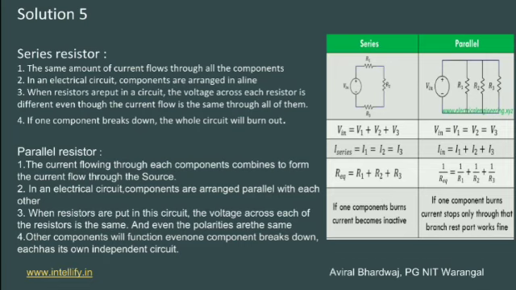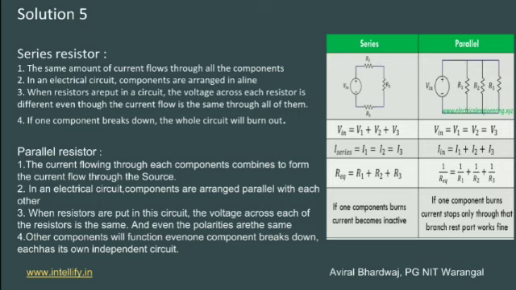So the parallel resistor means components are in a row, like 1, then 2, then 3, then 4. So here voltage is not additive: V1 is equal to V2 is equal to V3. But current is additive, I = I1 plus I2 plus I3, and the resistance is reciprocal. Reciprocal means 1 by R is equal to 1 by R1 plus 1 by R2 plus 1 by R3. So this is the parallel combination.